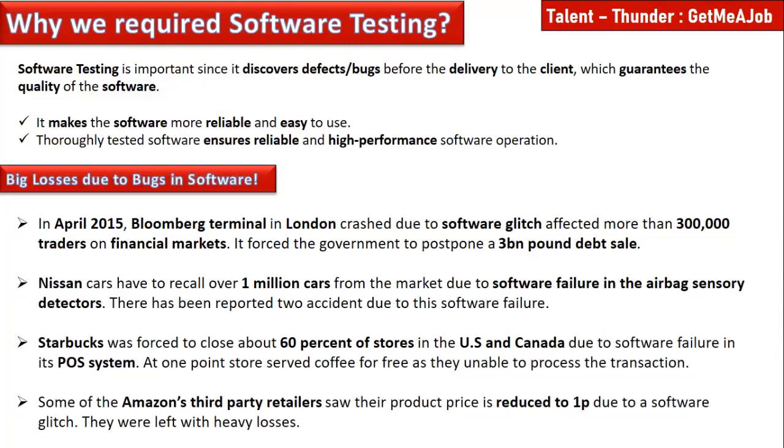So in April 2015, there was a bug in the application. Whenever a person put in an order to buy stock, the amount got changed automatically because of the bug. That's the reason there was a big financial loss in the market itself, and the government had to postpone the overall transactions. I think the glitch lasted around 9 to 10 minutes only.